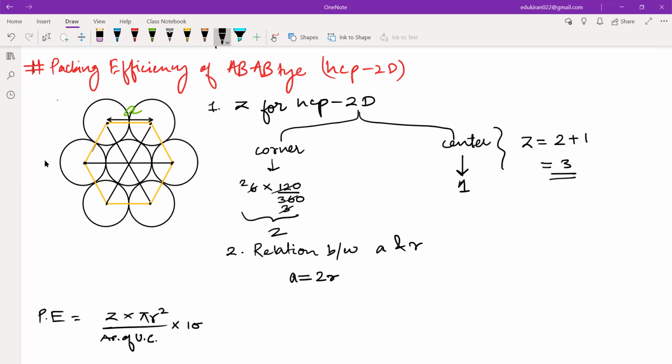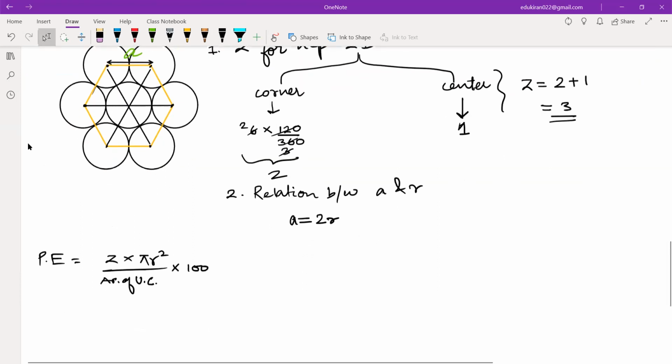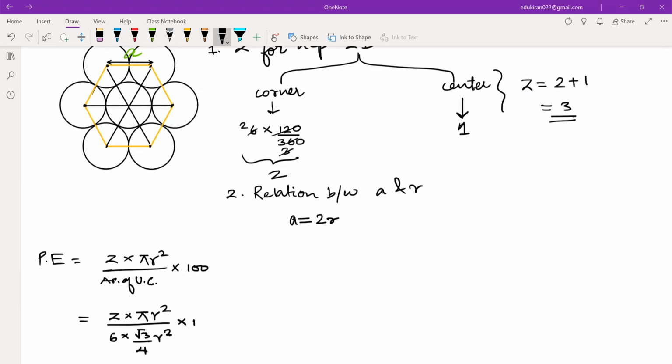Heron's formula. I think it is Heron's formula. I don't remember exactly. So root 3 by 4 A square. Yeah, correct. Pi R square divided by area of unit cell will be, there are 6 triangles, hence 6 into root 3 whole divided by 4 R square. This is the formula for the area. Then you can cancel R square and simplify further, and you can also put the Z as 3.